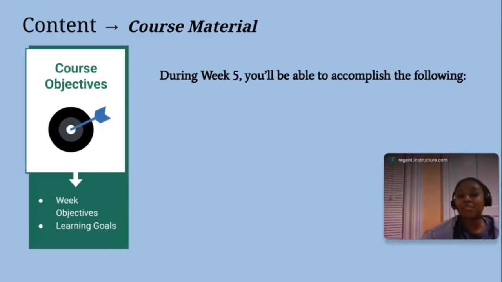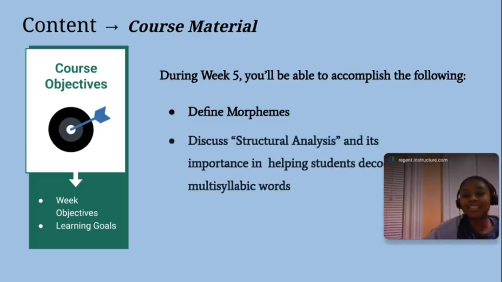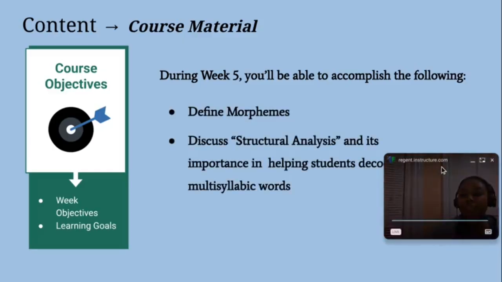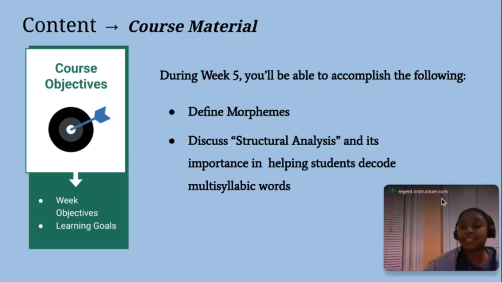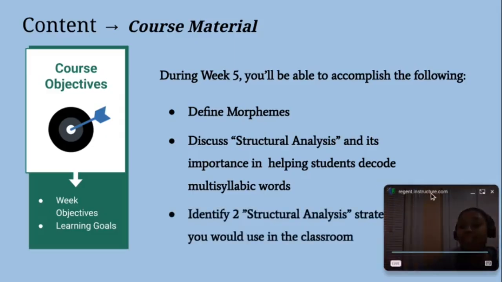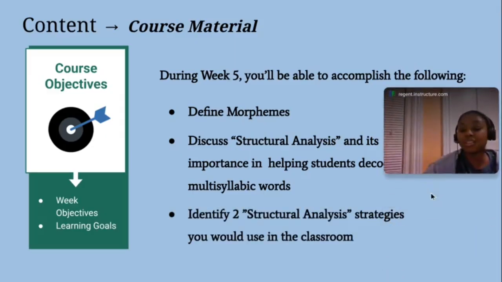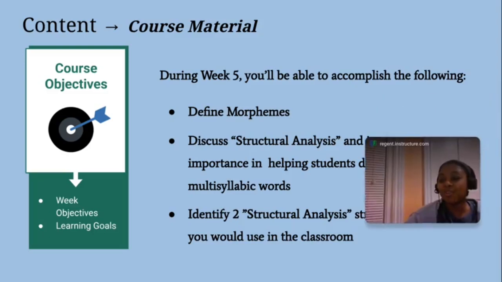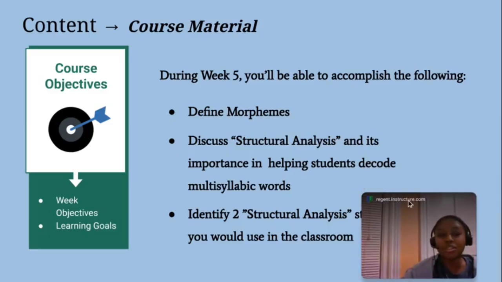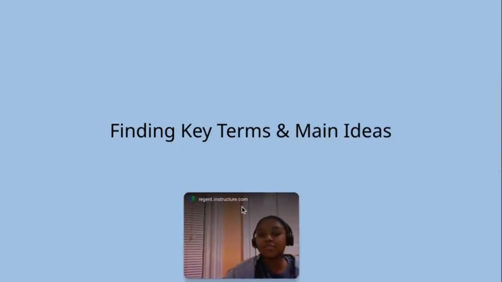So during week 5, you'll be able to accomplish the following: define morphemes, discuss structural analysis and its importance in helping students decode multi-syllabic words, and identify 2 structural analysis strategies you would use in the classroom. And so we'll see how this plays out in the study guide when we go to the application portion of our video. And so let's move on to finding key terms and main ideas.